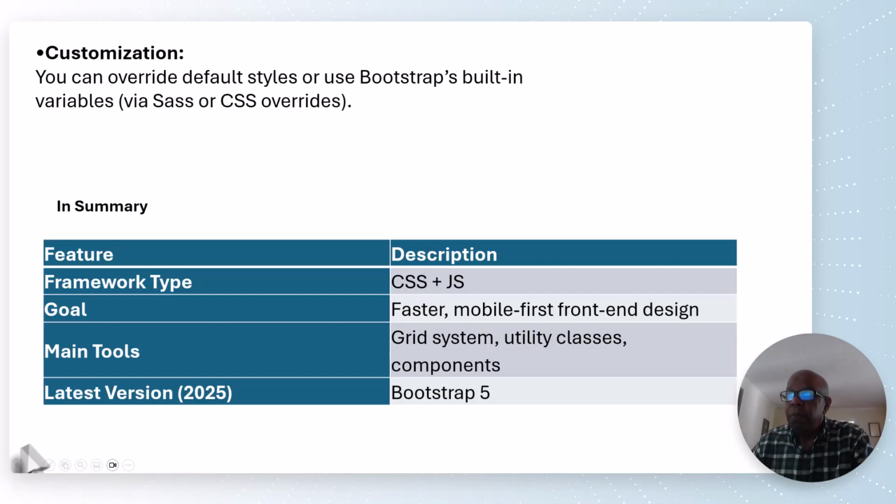Okay, so basically here: customization, feature, framework type, goal, main tools, latest version. As far as Bootstrap, it's CSS, the cascading style sheets, and JavaScript, for faster mobile-first front-end design. It uses a grid system, utility classes and components, and the latest version is Bootstrap 5.